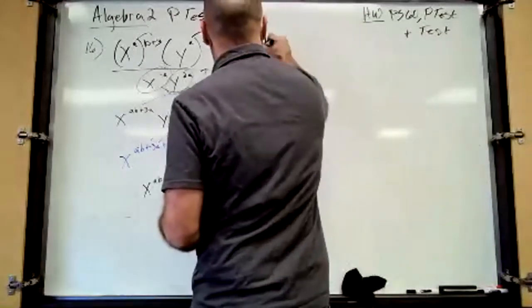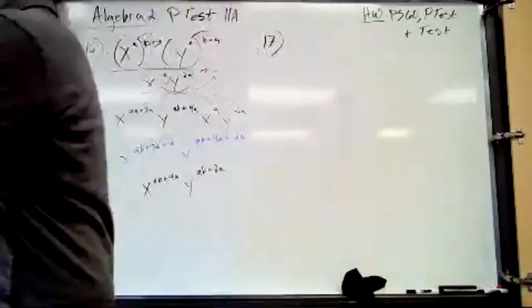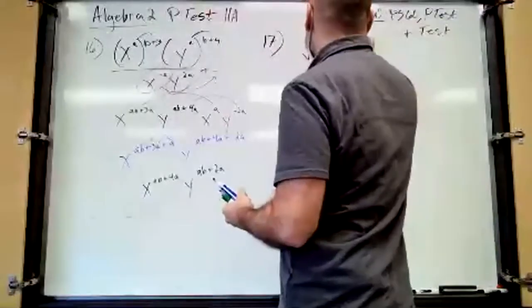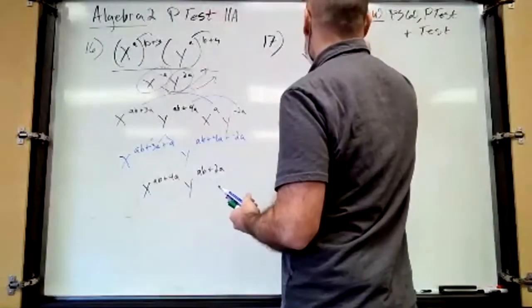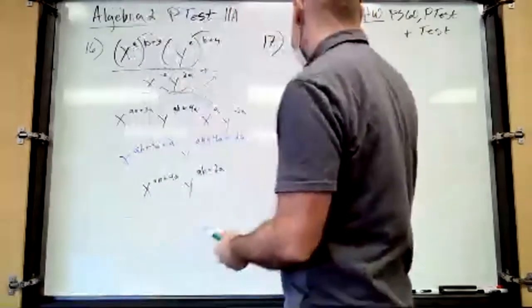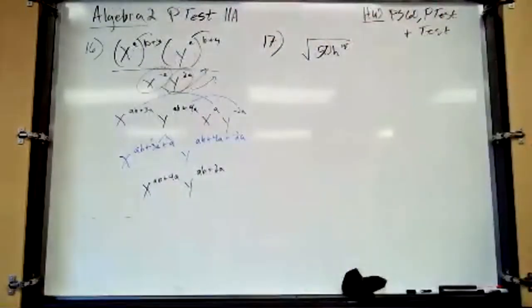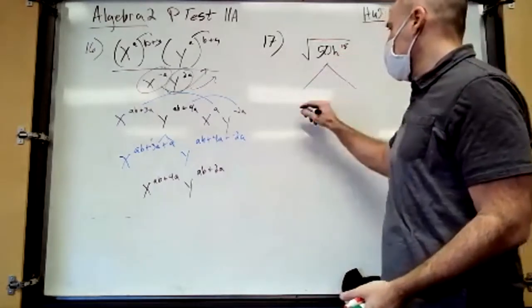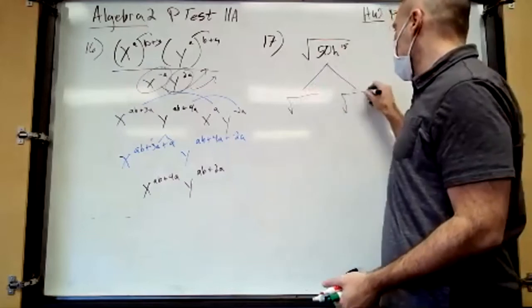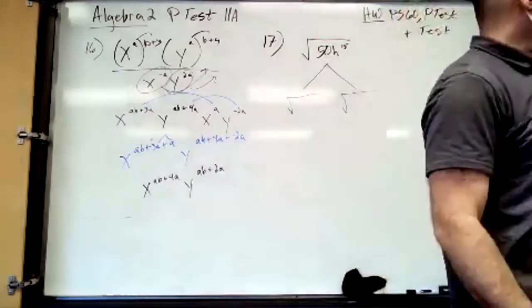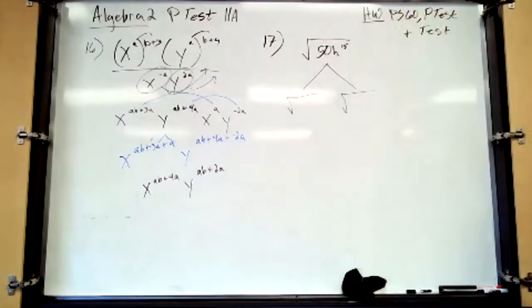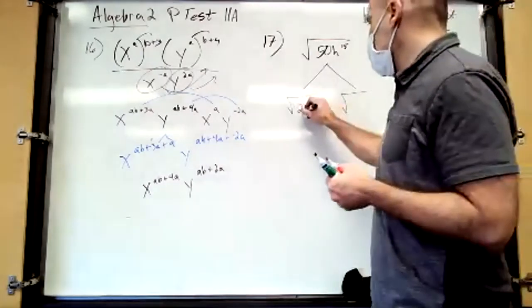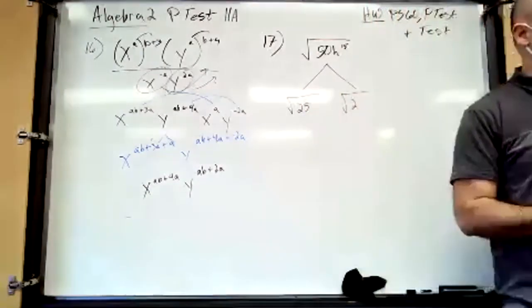Number 17. Simplify square root of 50 h to the 15th. Okay, so remember, this is what we started talking about a little bit on Tuesday. Let's separate this into squares versus non-squares. What is the biggest square that goes into 50? 25 and 2. 25, and then the 2 would go over here, right?